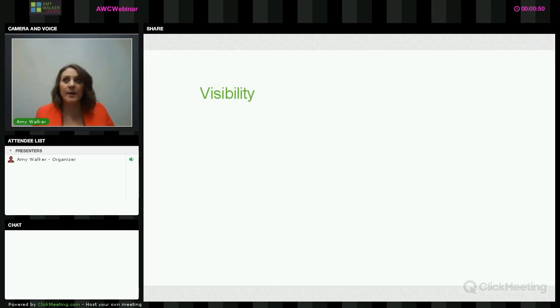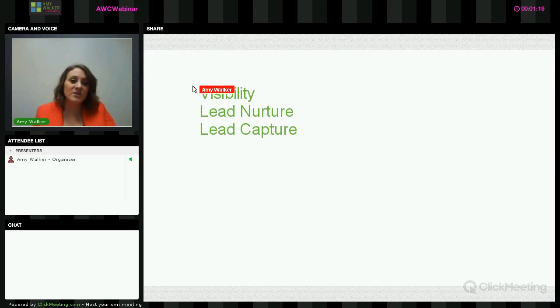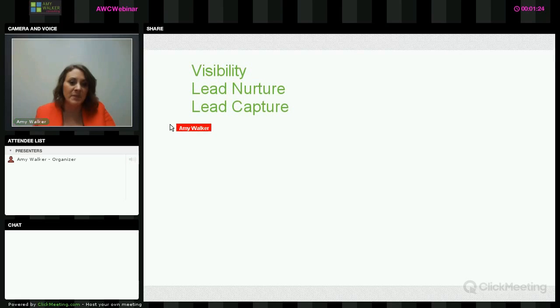So if we go back to our 5-part marketing system, and we think about that place of visibility, Facebook is phenomenal for that. It can also be good for lead nurture, because you can nurture relationships on there, and it can be a place for lead capture. But you're not going to get any of that without being strategic.